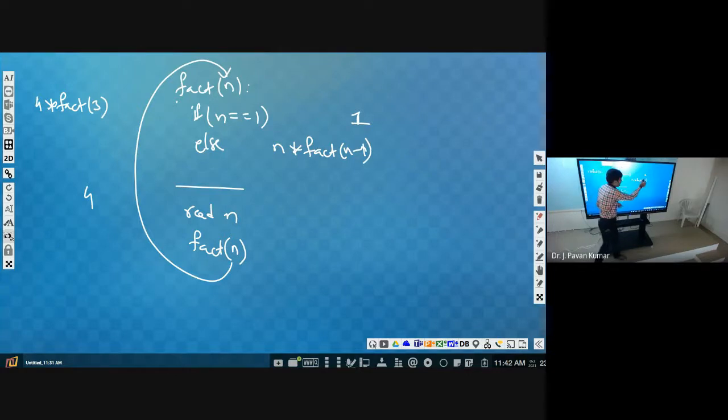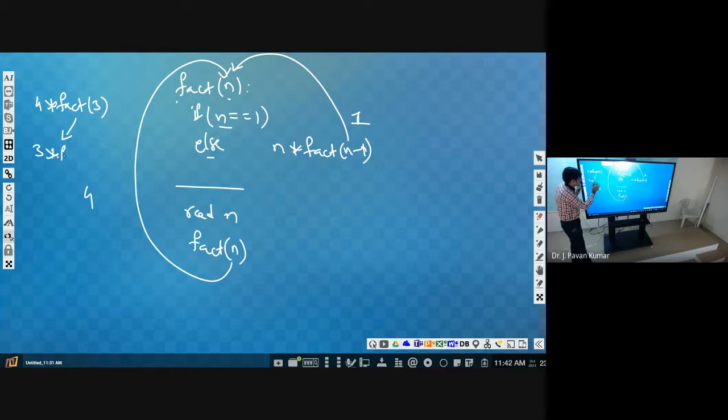So now this will be passed. So what is the value of n now? 3. So now whether n is equal to 1 or not, we have checked. So no, it is false. So it will come to else. Then 3 into fact of 2. Next, now this will be passed again, n minus 1. That means that will become n. So 2 will become n. Now 2 into fact of 1. Next, 1 will be passed.